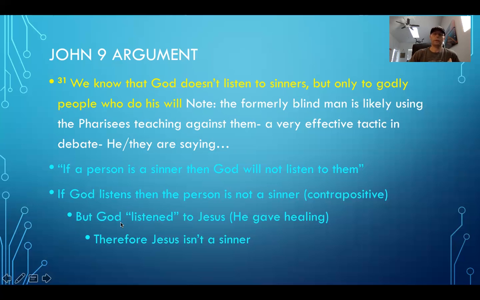And of course, you can tell that here he's going here, but God listened to Jesus. He gave healing. He listened to him. Therefore, Jesus isn't a sinner. So he's making the case that Jesus isn't a sinner. So the question is, is he twisting the words of the Pharisees back against them logically, or is he unfaithfully twisting words just to kind of prove his point?